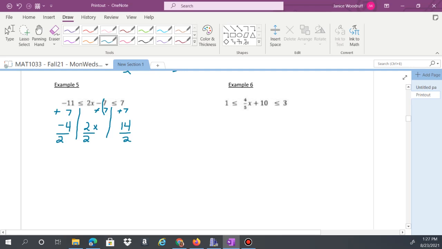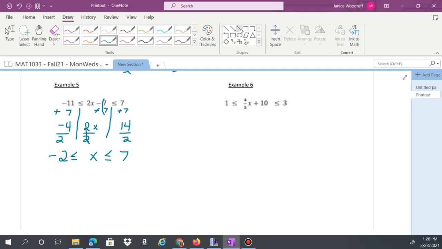Then I have negative 4 divided by 2. I'm dividing by a positive. Even though this is a negative number, it's what you're dividing by that matters. I'm dividing by a positive, so nothing changes. So this is negative 4 divided by 2, negative 2. So this inequality symbol stays less than or equal to. These 2's cancel. I have an x right here. 14 divided by 2 is 7. Again, the inequality stays the same. Then that is x is in between negative 2 and 7.